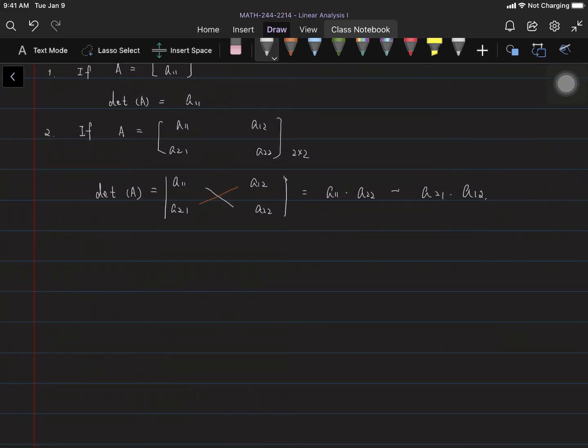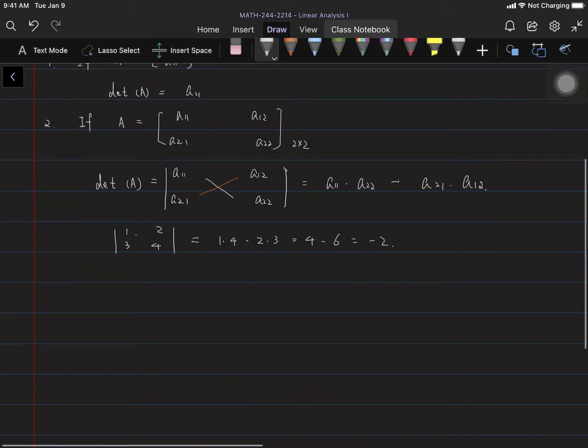For example, if we have a 2 by 2 matrix 1, 2, 3, 4, what's the determinant? If I write it this way, that means determinant. So it's going to be 1 times 4 minus 2 times 3, which is 4 minus 6, which is negative 2. This is 2 by 2.